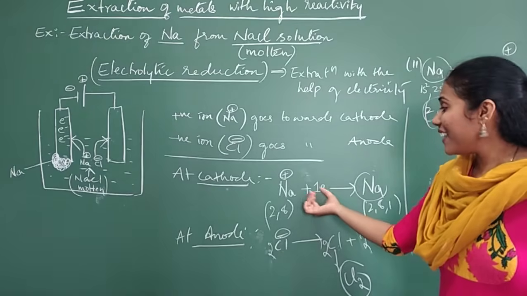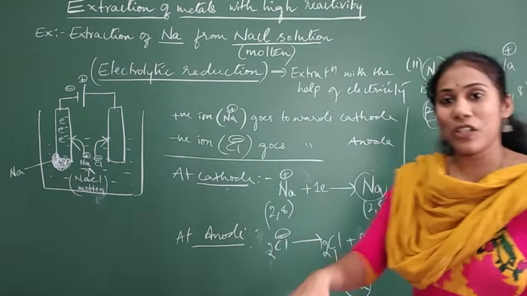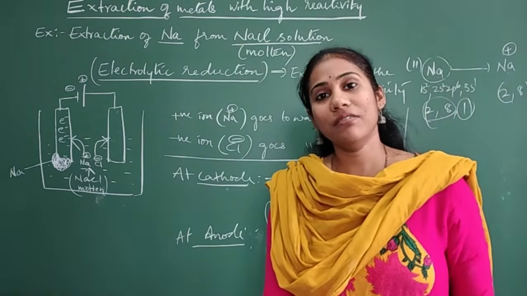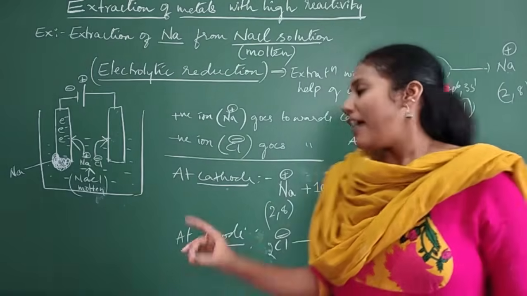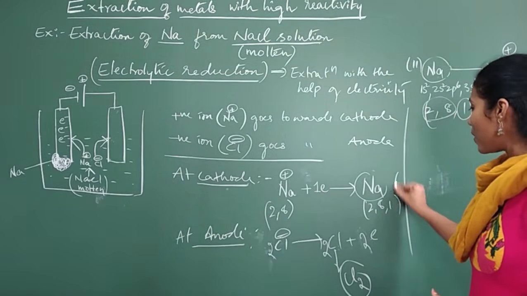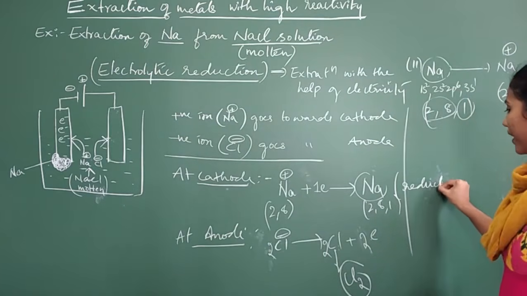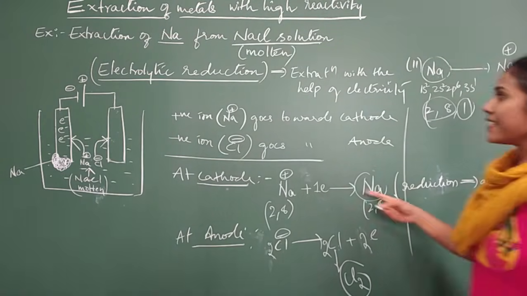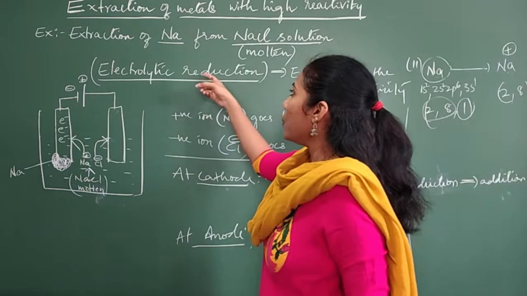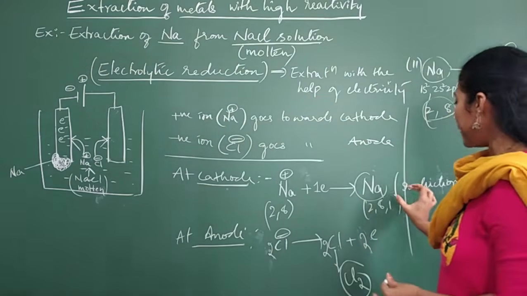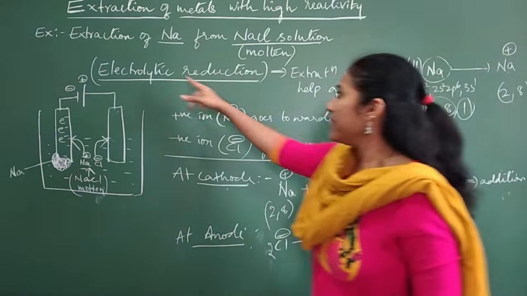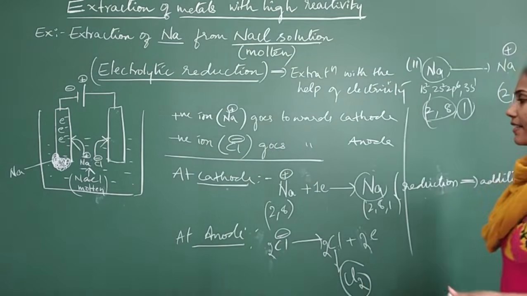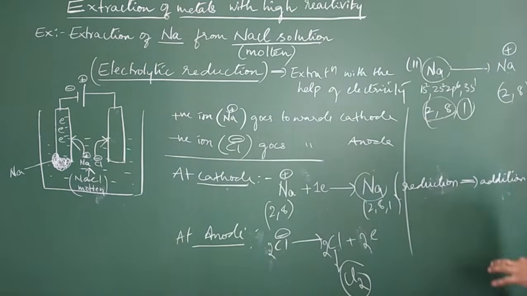Okay, whenever electron is added to something, then also it can be called reduction. Reduction has one more meaning. Addition of electron is also called reduction. Okay, reduction. What do you mean by reduction? Addition of electrons. Okay, that is the reason this method is called electrolytic reduction. We are performing a reduction reaction with the help of electricity. That is the reason electrolytic reduction.